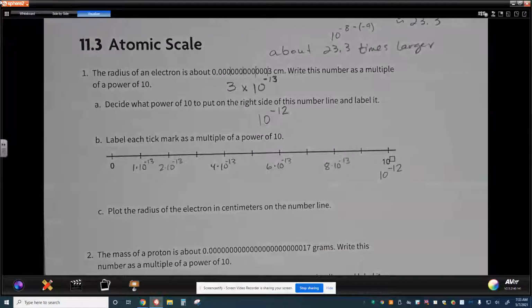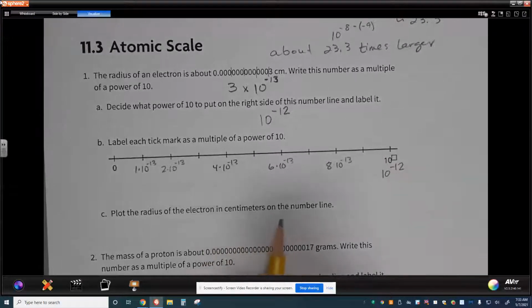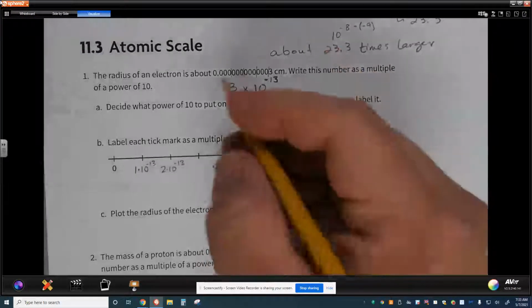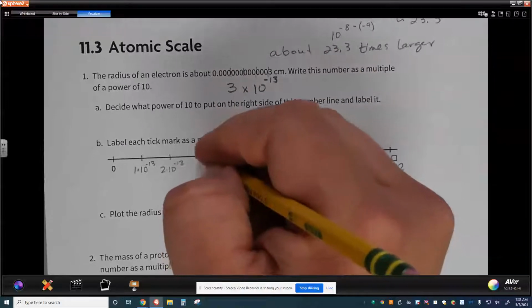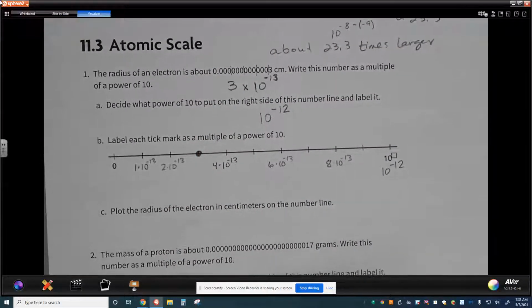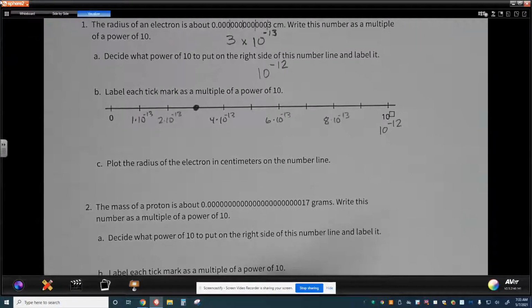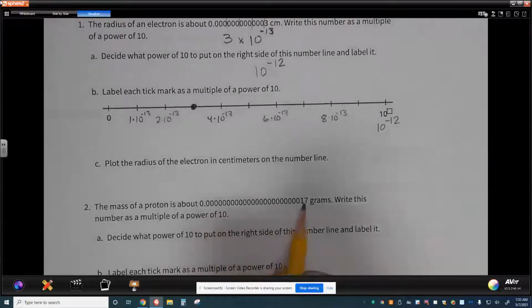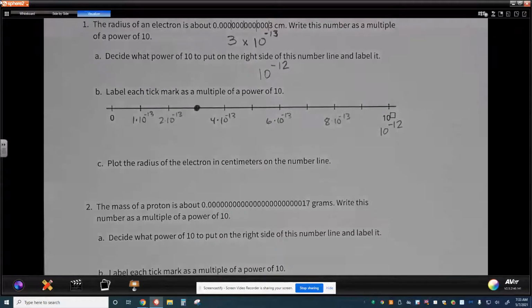Okay, and then we're supposed to plot the radius in centimeters on the number line. We know it's 3 times 10 to the 13th, so we would see that point right there. All right. The mass of a proton is another big number here. And again, I don't know how to write this. And that's the purpose for scientific notation.